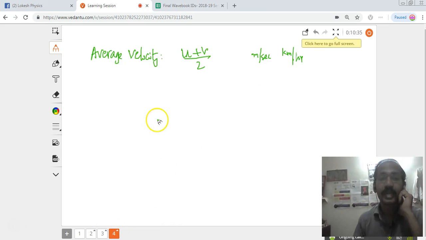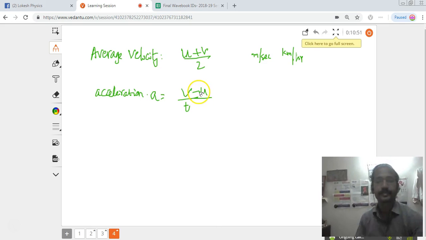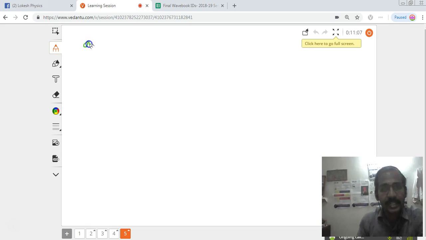Okay. Next, acceleration. Acceleration is equal to change of velocity by time, or rate of change of velocity. Either is correct. If initial speed is 0, then obviously a is equal to v by t. Clear? Next, graphical representations.